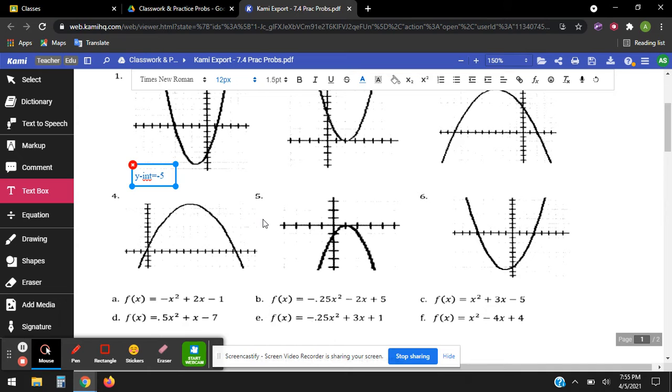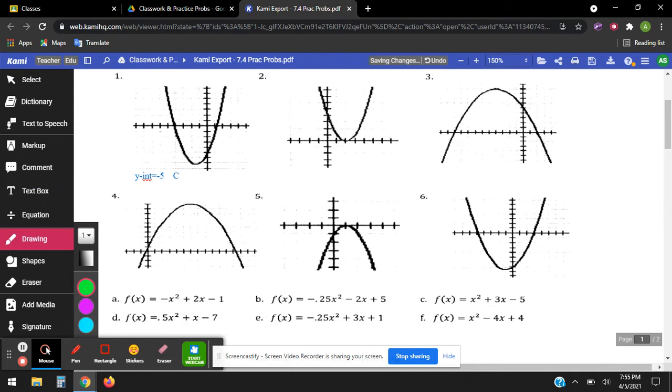So which one, if I plug in a 0 for x, will I get a -5 for an answer? Well, if I put in a 0, that's a -1. 0, +5. 0, -5. So notice my adding or subtracting is actually giving me my equation idea. So I'm going to go ahead and cross off C.